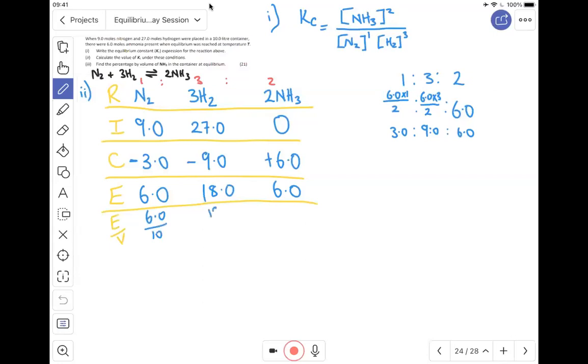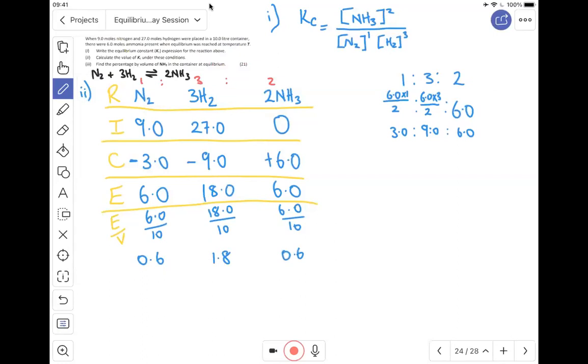So 6.0 divided by 10, 18.0 divided by 10, and 6.0 divided by 10. That means at equilibrium in moles per liter, I have 0.6 moles of my nitrogen, 1.8 moles of my hydrogen, and 0.6 moles of my ammonia. At equilibrium, that's what will be present in the jar.